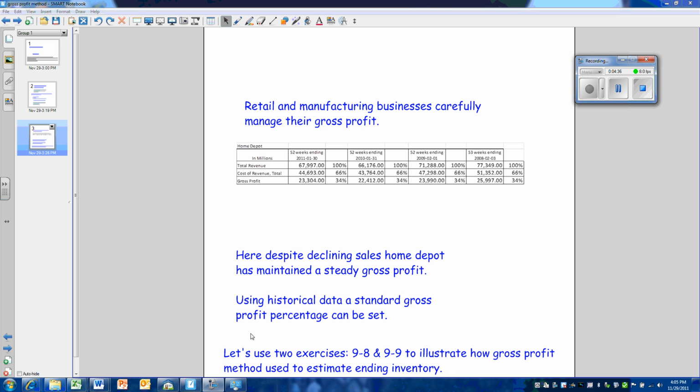We're going to use 2 exercises to illustrate the gross profit method. Both of these exercises deal with inventory losses due to extraordinary events, fires, floods. In 9-8, the inventory was completely wiped out. In 9-9, parts of the inventory can be salvaged. So let's use these two examples to see how we're going to use the gross profit method.